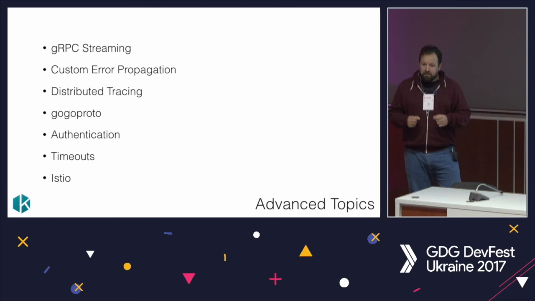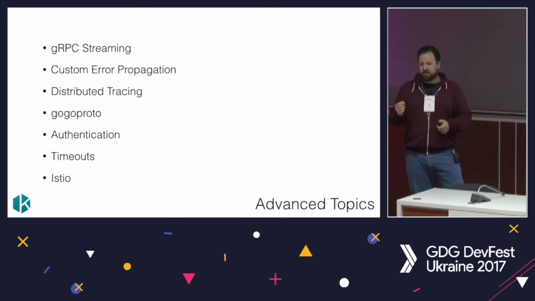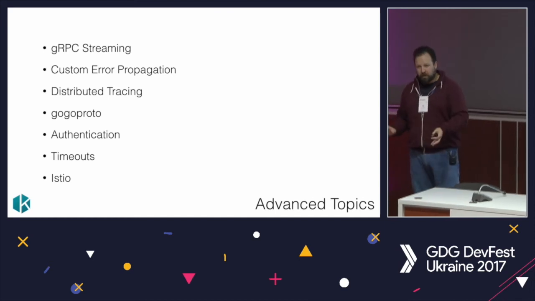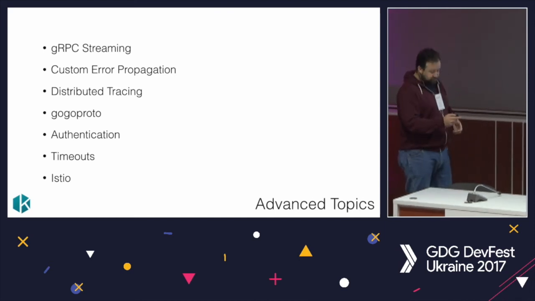gRPC streaming is probably the biggest differentiator for gRPC. It's one of those things that gets really hard to do with vanilla HTTP. You have to go into the whole world of WebSockets and, yeah, horrible.